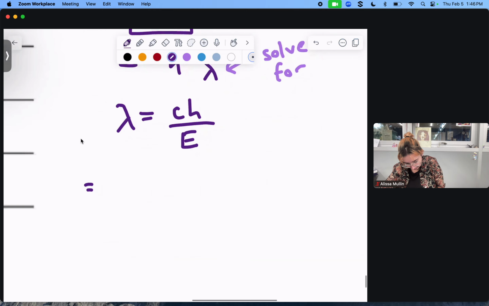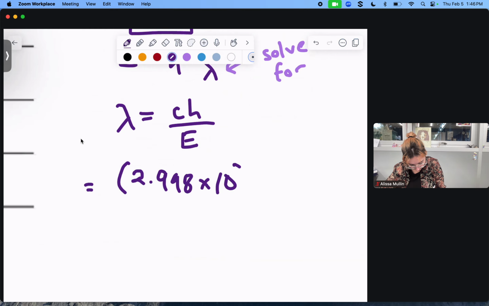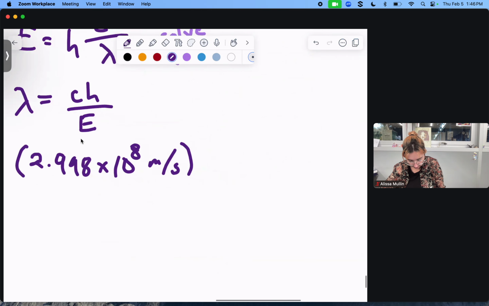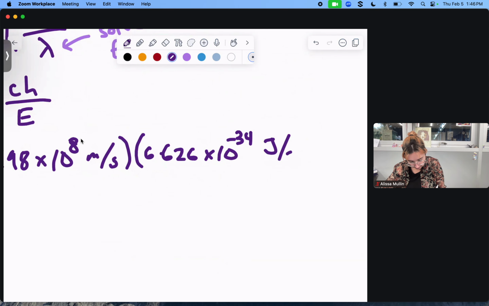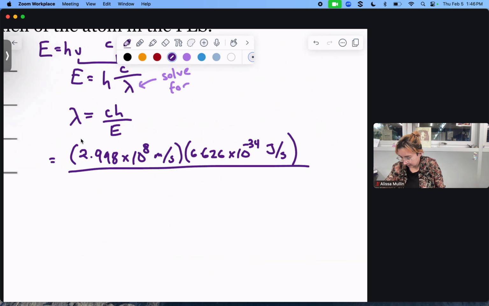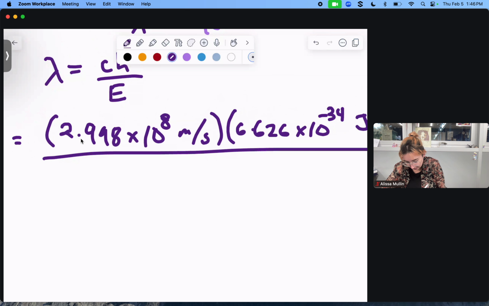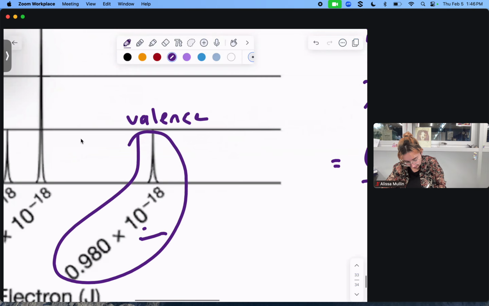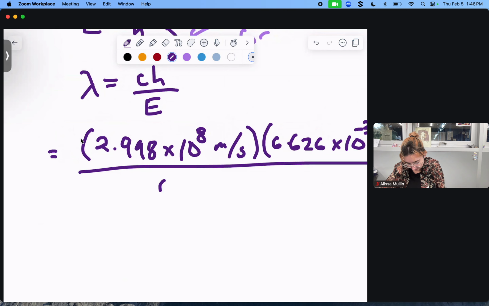You could try it on your own if you want, but I know that my speed of light is 2.998 times 10 to the 8th meters per second. And I know that Planck's constant h is 6.626 times 10 to the negative 34, and the units on that are joules per second. Boom. And then it says right here, the energy I'm trying to overcome is this amount of binding energy. So that's what we would plug in for energy.